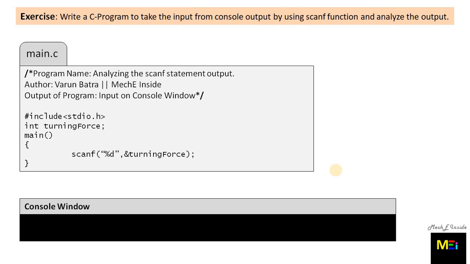My written program is, firstly I place some comments in my documentation section where I put the program name, author and the output of the program. Then we have preprocessor directives. Then in the global declaration section, which is just above the main function, I declare the variable turning_force of integer data type. Then the main function starts, and within the curly brackets I only put the scanf statement. The scanf statement for this particular integer variable is scanf, within the double quotes you put the control string, that is percent, then the type specifier d for the integer data type, then double quotes close, then comma, then using the ampersand, then the variable name, that is turning_force, then parenthesis close, semicolon, and then the curly brackets close.